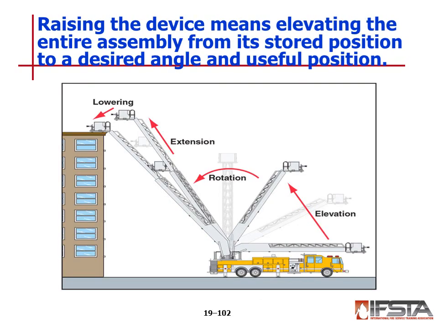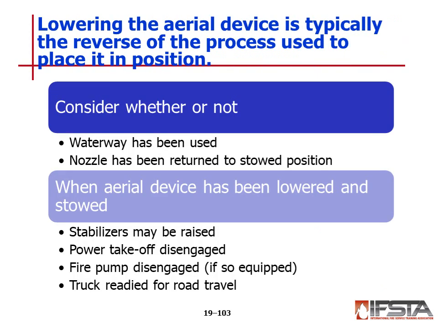Raising the device means elevating the entire assembly from its stored position to a desired angle and useful position. The overall process of lowering the aerial device is typically the reverse of the process used to place the device into position. Consideration must be given to whether or not the waterway has been used and the nozzle has been returned to the stowed position. When the aerial device has been lowered and stowed, stabilizers may be raised, power takeoff may be disengaged, fire pumps disengaged if so equipped, and the truck readied for road travel.